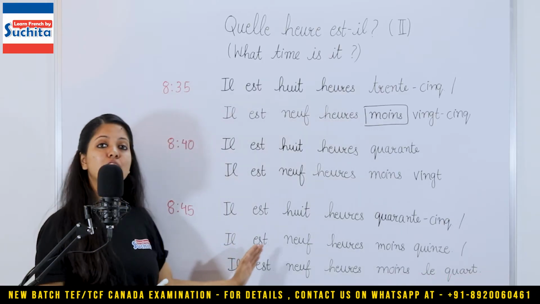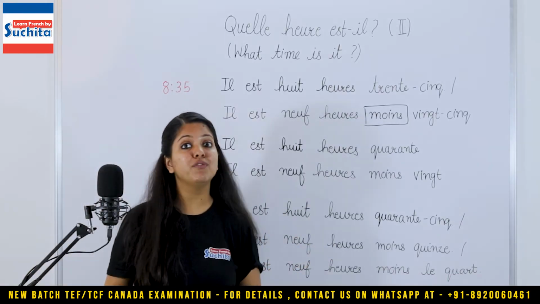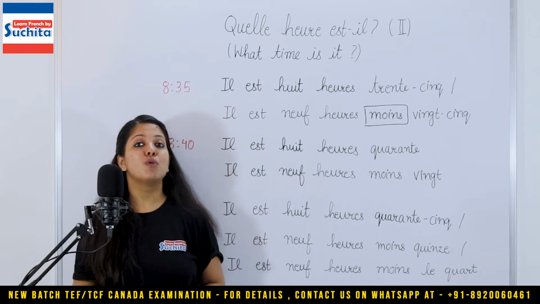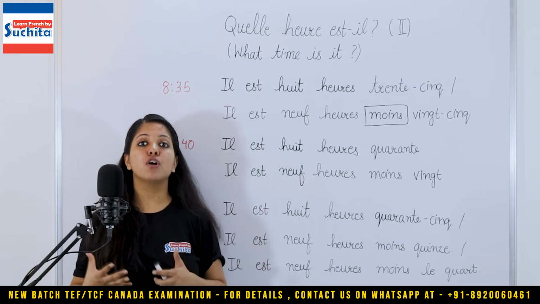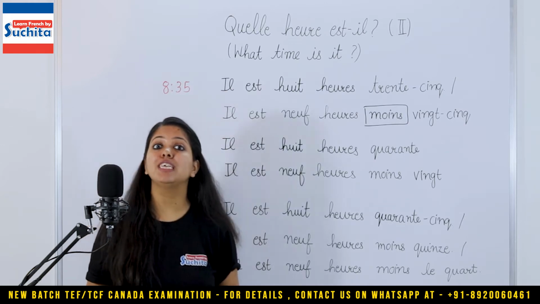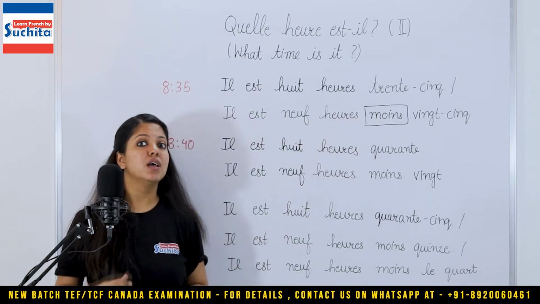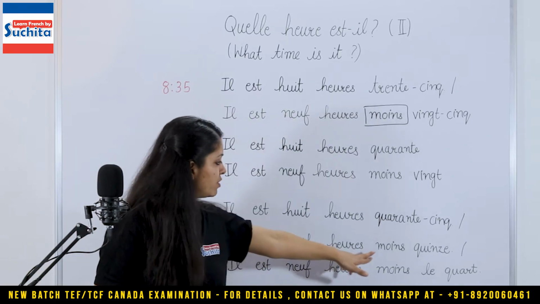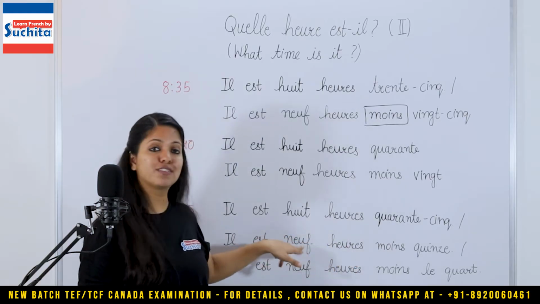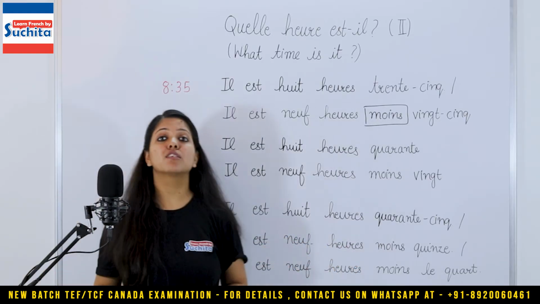So we say, il est 9 heures. Again we have to subtract, so we use moins. Il est 9 heures moins 15. Il est 9 heures moins 15. But you can also say, this one was, it is 15 minutes to 9. Next is quarter to 9.